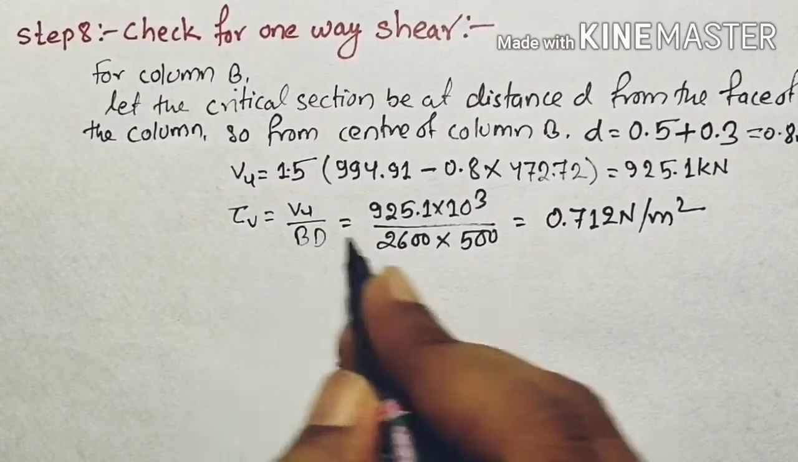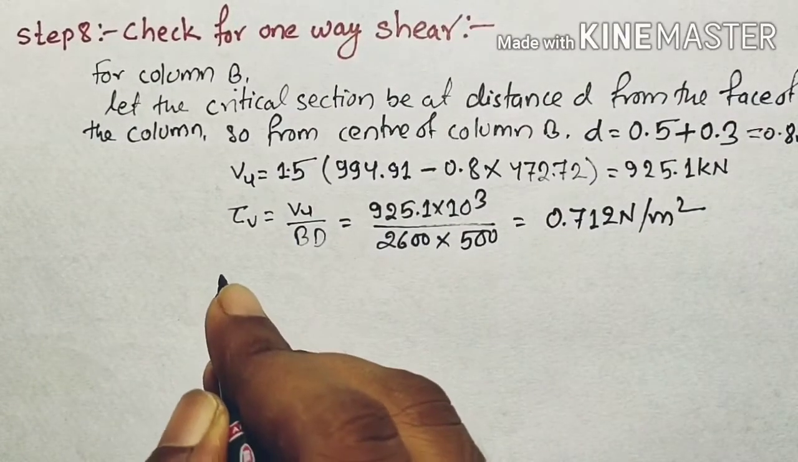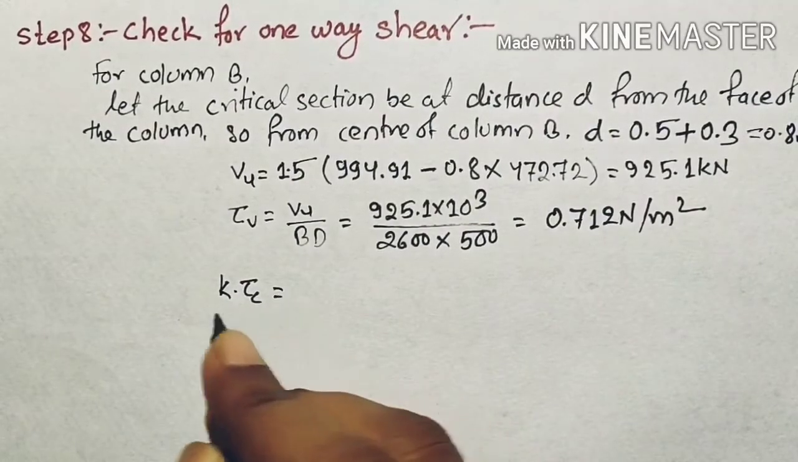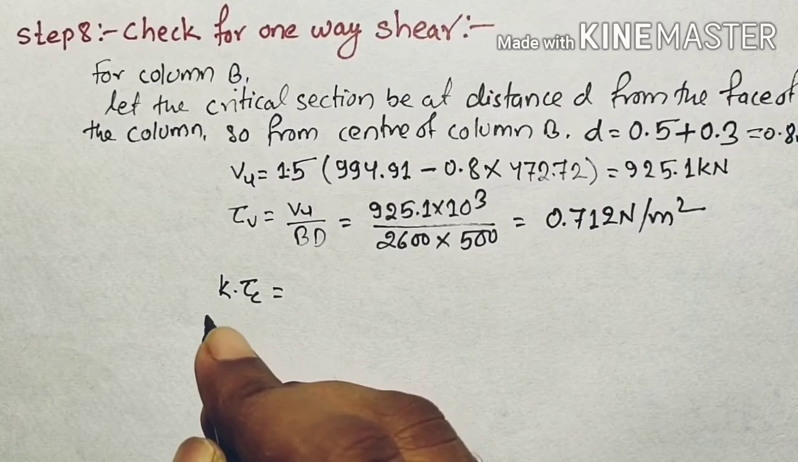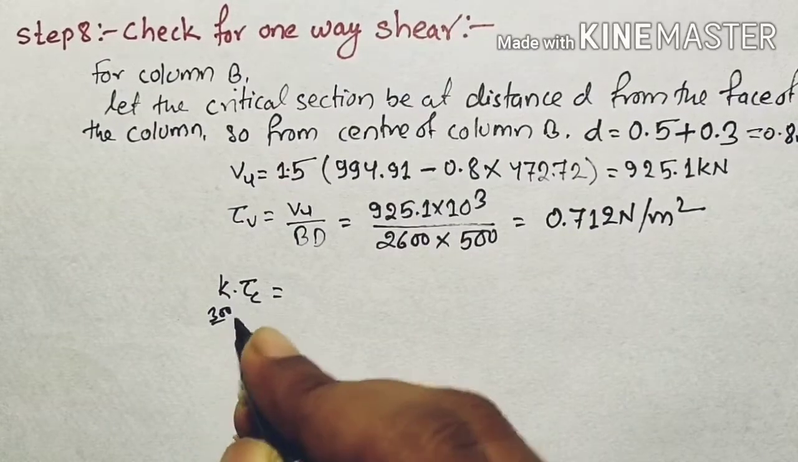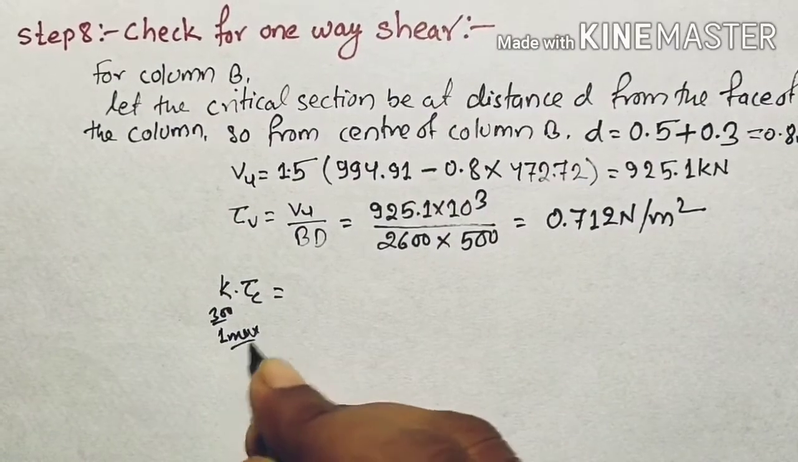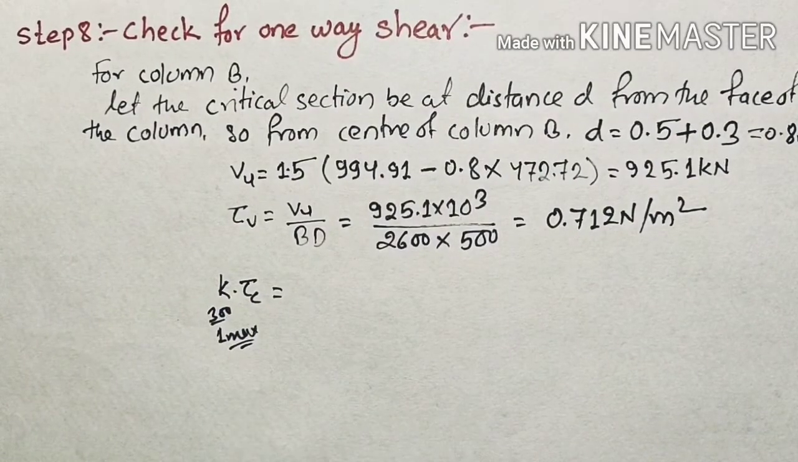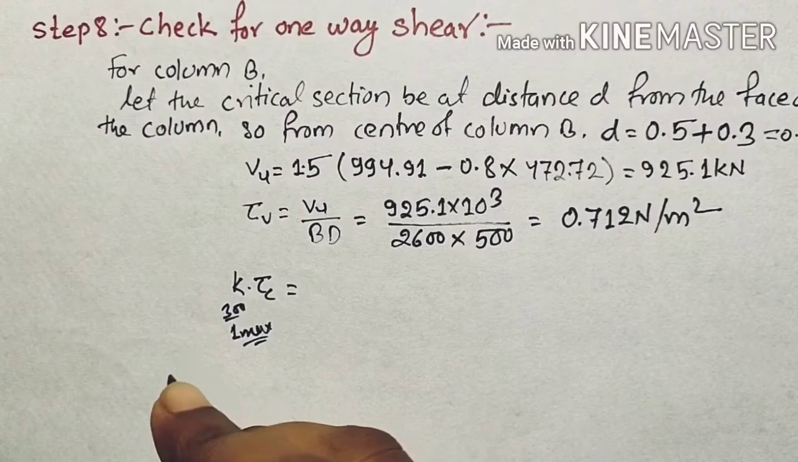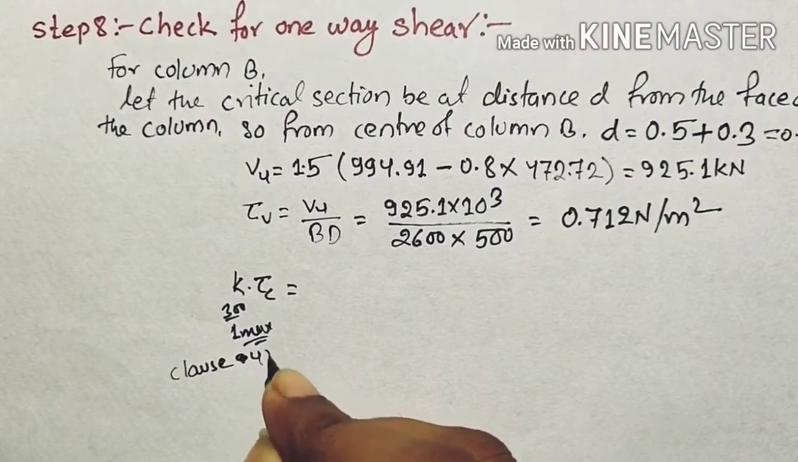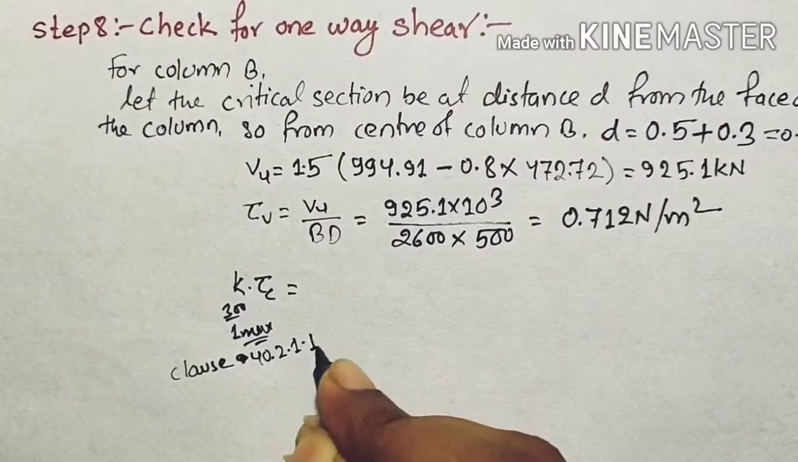Now after getting the value of tau v, we need to find k into tau c, and we all know that our depth is greater than 300 millimeter. So the value of k will be taken as 1, which is the maximum as per the codal provision, which is in clause 40.2.1.1.